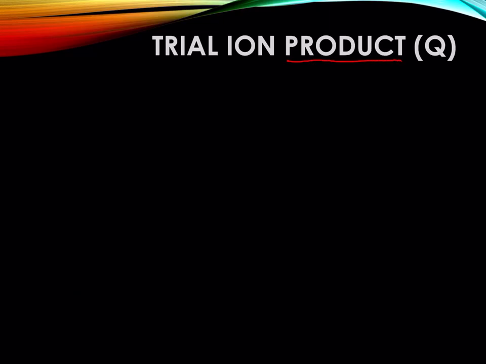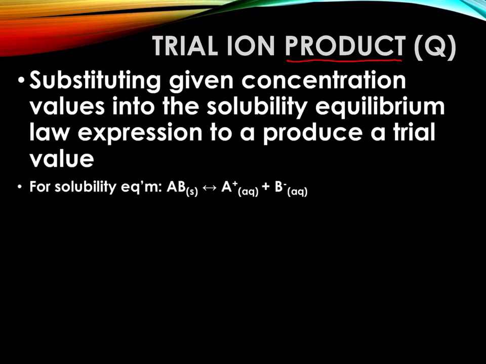Okay, so predicting precipitation. So here again, we're going to do a trial product. It's called a trial value, or a product, because, as you know, when we've been doing solubility equilibrium, the solid is always on the reactant side and we cross it out in the ice table, so all we're left with is multiplying the ions, right? There's no numerator or denominator in our fraction.